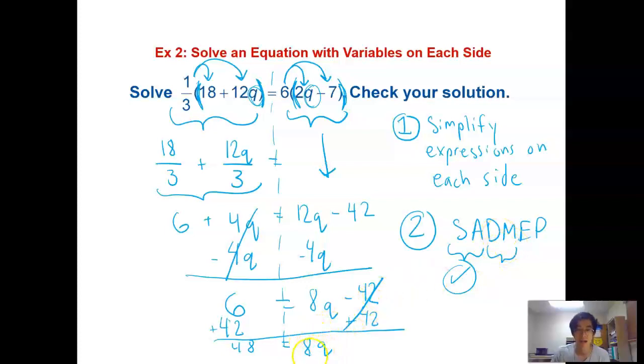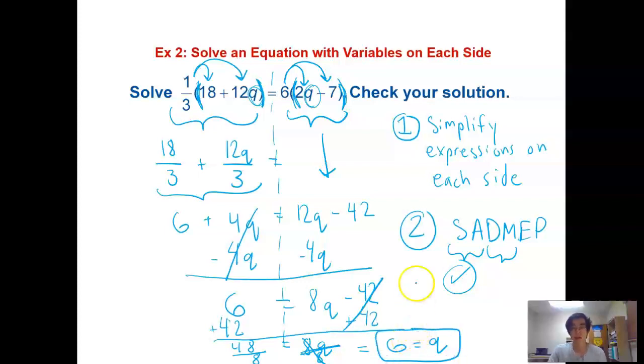I have 8q, or 8 times q. To cancel out multiplication, I'm going to divide by 8 on both sides. I'm running out of room. So this should be a little fraction right here, the fraction line. So 8 divided by 8 cancels out to give you q. And then 48 divided by 8 is going to give you 6. So I'm going to get 6 equals q. And that is my solution.